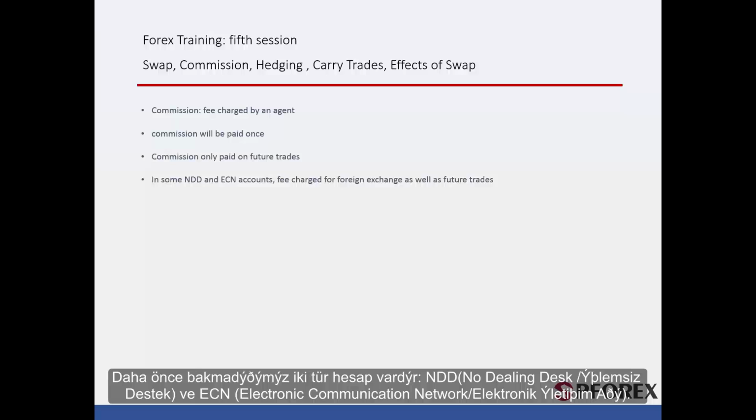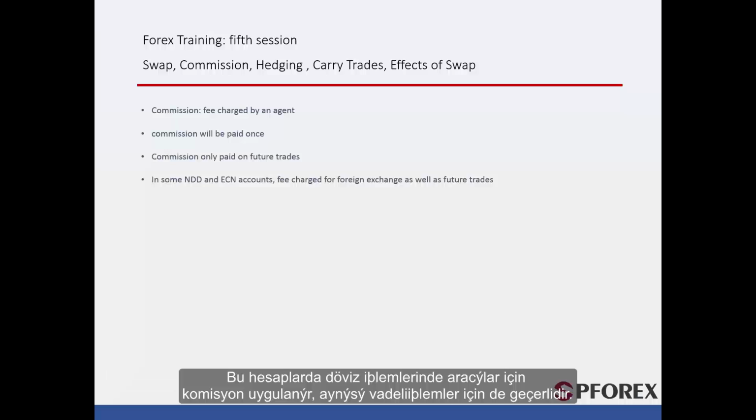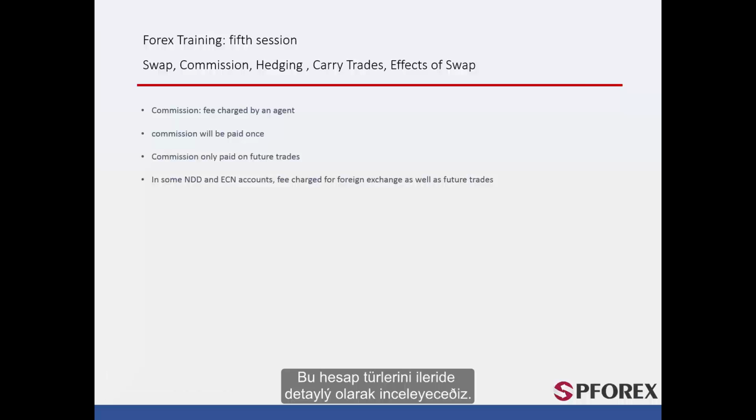There are two types of account we have not previously looked at: NDD, no dealing desk, and ECN, electronic communication network. In these accounts there is a commission for a broker in foreign exchange trades, the same as in futures trades. We will discuss these account types in more detail in the future.